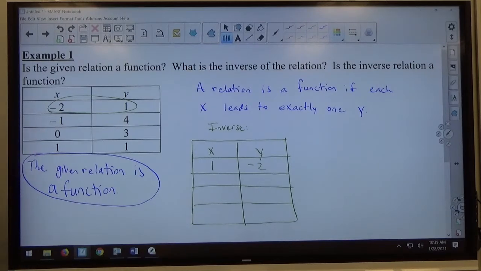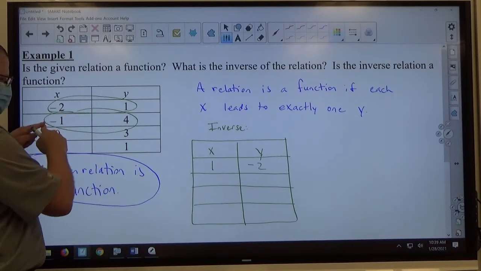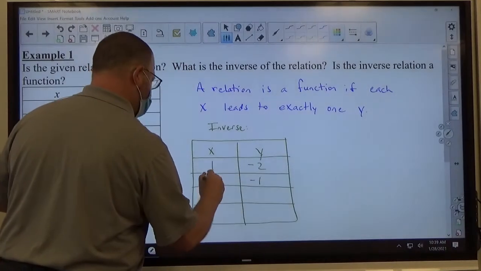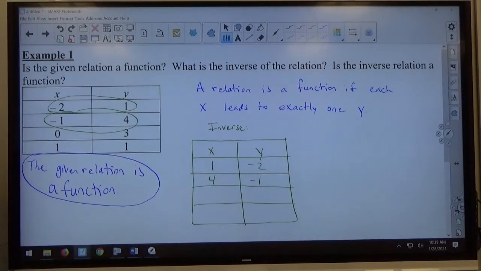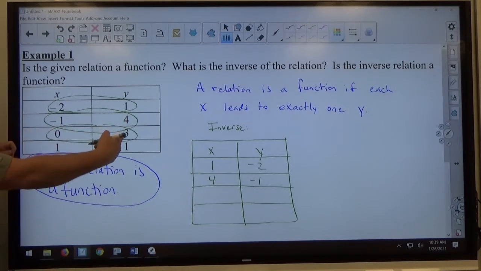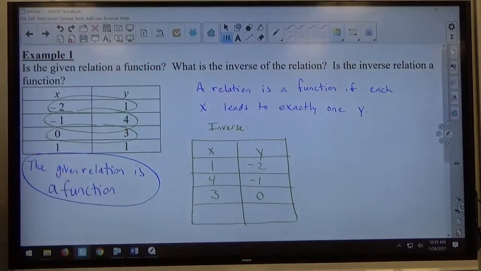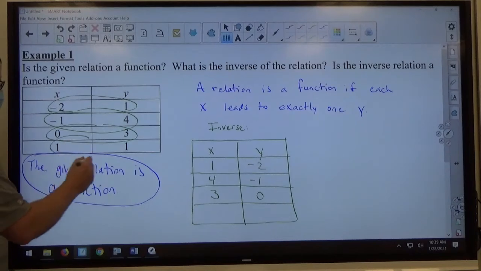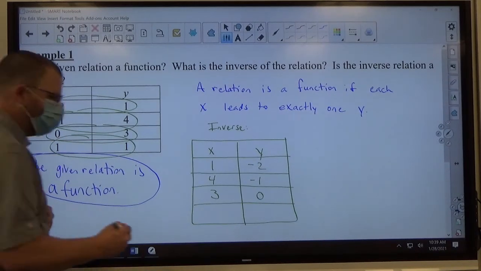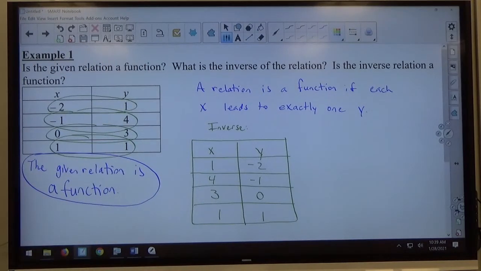And I'm going to do that for each individual point. So the second point is negative 1 comma 4. I'm going to swap the order, so negative 1 becomes y, 4 becomes x. I take my next ordered pair, 0 comma 3. 0 is x, 3 is y. I'm going to make this x this way. So 3 is x, 0 is y. And I take my last point, 1, 1. I swap the order, I get 1, 1. You invert each point, and that's the inverse relation.